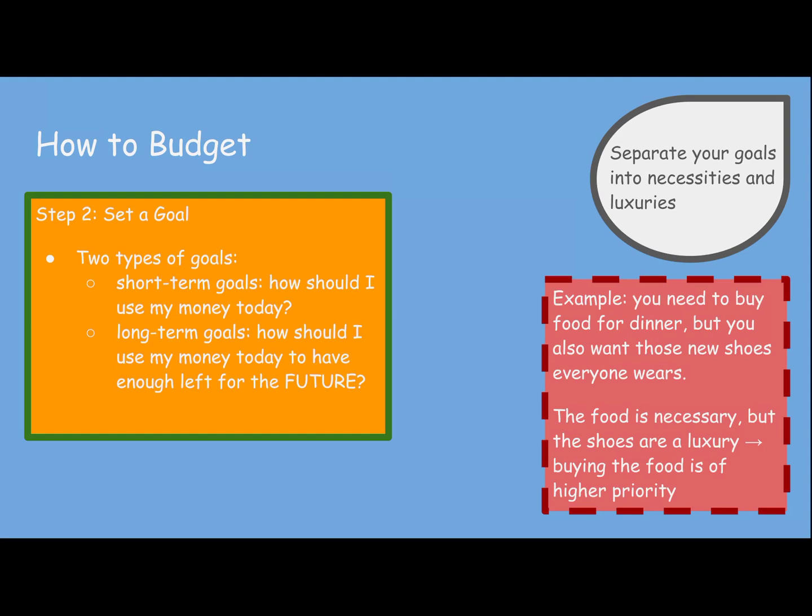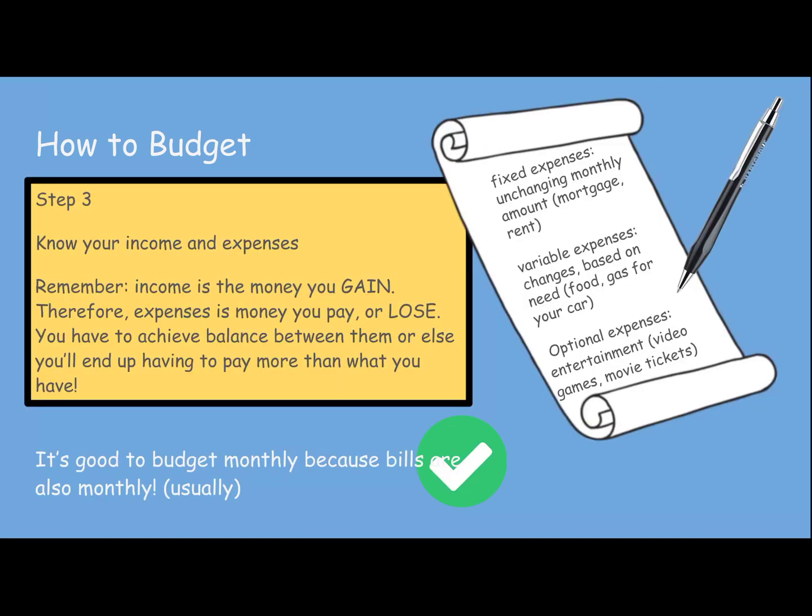But here's an example. You need to buy food for dinner, but you also want those new shoes everyone wears. The food is necessary, but the shoes are a luxury, and buying the food is of the higher priority. And that actually has to do with separating your goals into necessities and luxuries. Necessities are required, important items. You need food. Maybe you're not hungry, or maybe you just don't want to eat anything, but you need food, okay? You're not going to buy those shoes and not have any food.